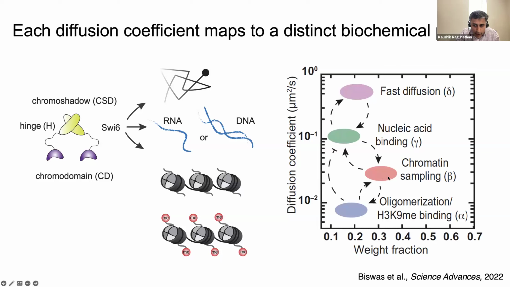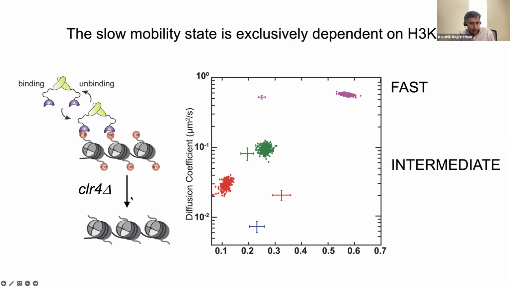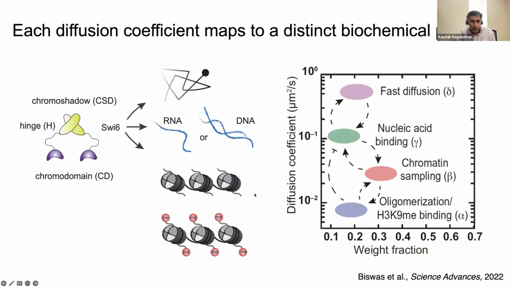The third state, which is colored in red, corresponds to chromatin sampling, which is to say that a protein can choose to bind to both chromatin that is H3K9 methylated and that is non-H3K9 methylated. And what we're really measuring in the red state is the ability of these proteins to bind specifically and selectively to H3K9 methylation. And in the blue state, of course, what I showed you quite trivially by deleting Clr4 is that if you eliminate all H3K9 methylation within the nucleus, then you get a complete loss of the blue state, as a result of which this blue state must be dependent on H3K9 methylation for its binding.